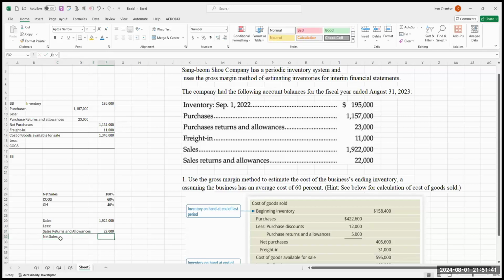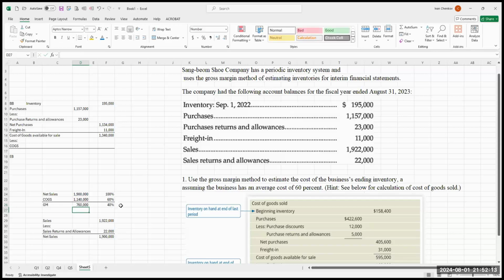My net sales are equal to 1,922,000 minus 22,000, and that's going to be $1,900,000. That will be my net sales right here. What else do I know? That my cost of goods sold is 60% of the sales, so that will be equal to sales times 60%. Then obviously my gross margin will be sales minus the cost of goods sold.